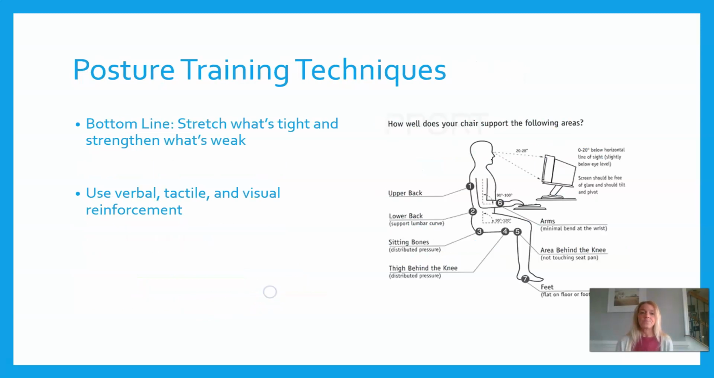So posture training techniques, again, the bottom line is, I've mentioned this, stretch what's tight, strengthen what's weak. So we just went through lists for every type of posture that you might see. Lists of what's tight and what's weak. So stretch what's tight, strengthen what's weak. Use verbal cues, tactile cues, visual cues, and reinforcement for your patients to teach them proper exercise technique. And again, this here is just showing proper ergonomic assessment of a workstation, so include that as well.